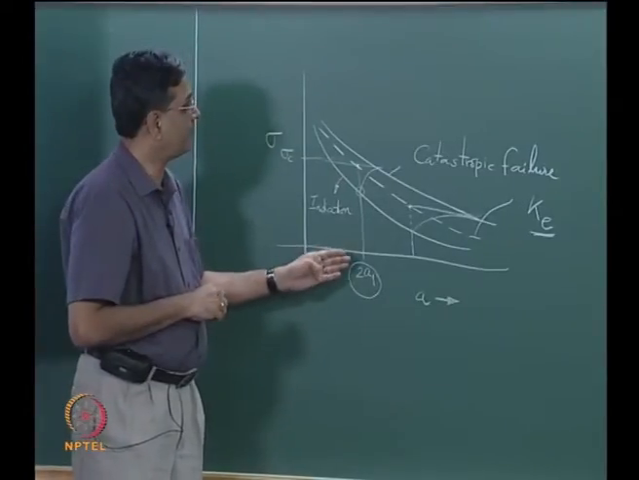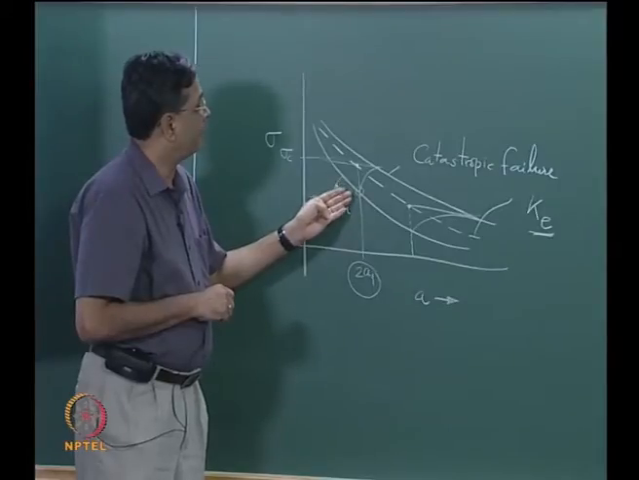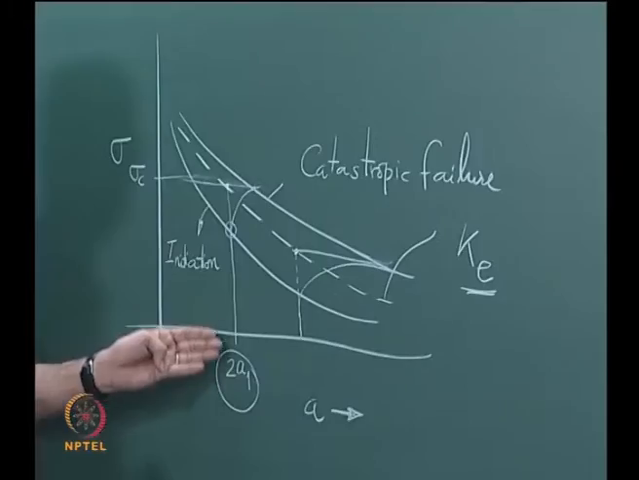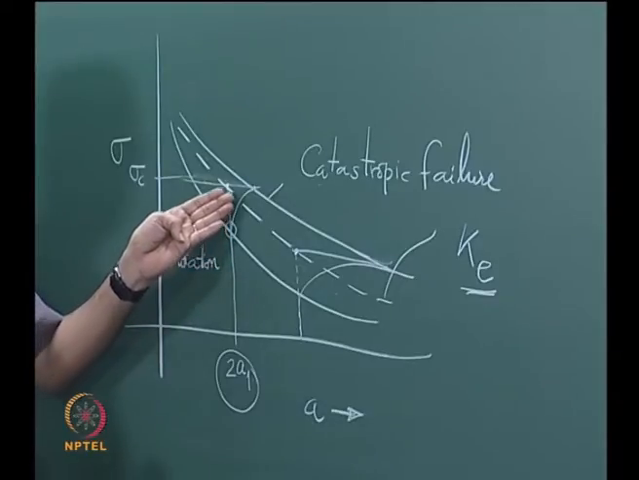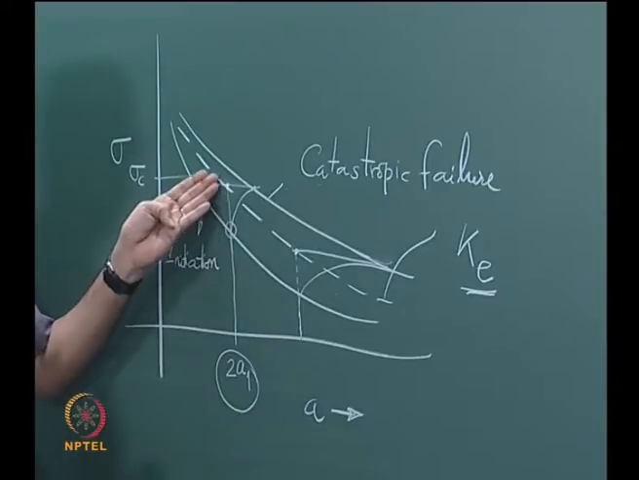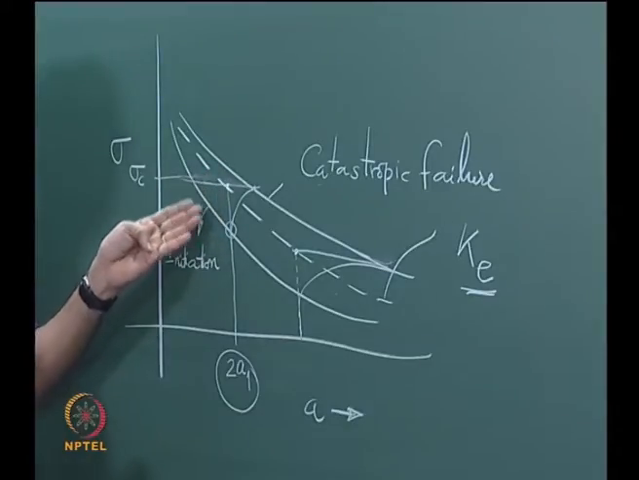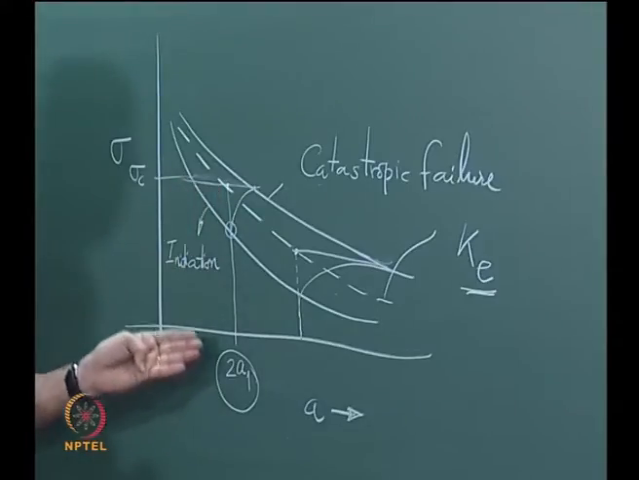So, what you have here is, when you have a crack of length 2a1, the crack initiates at a particular stress level, and catastrophic failure occurs at this stress level, but you develop apparent toughness in such a fashion that the failure stress is sigma c, but the initial crack length is a1.